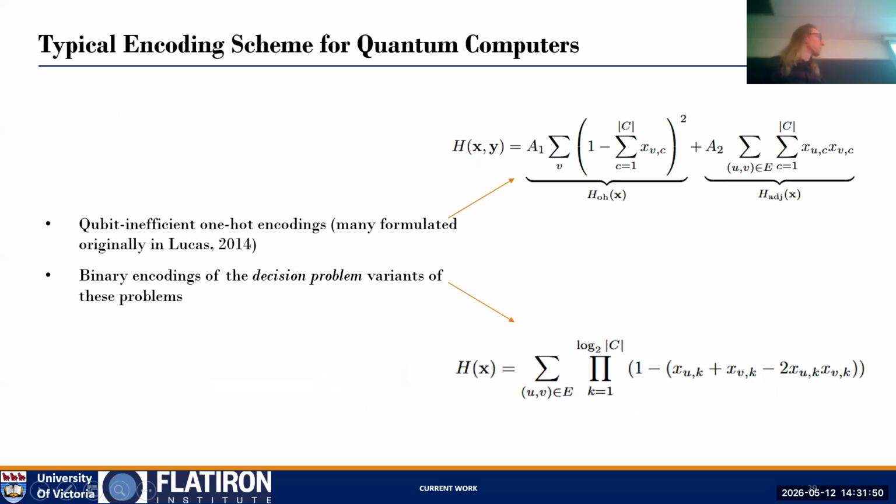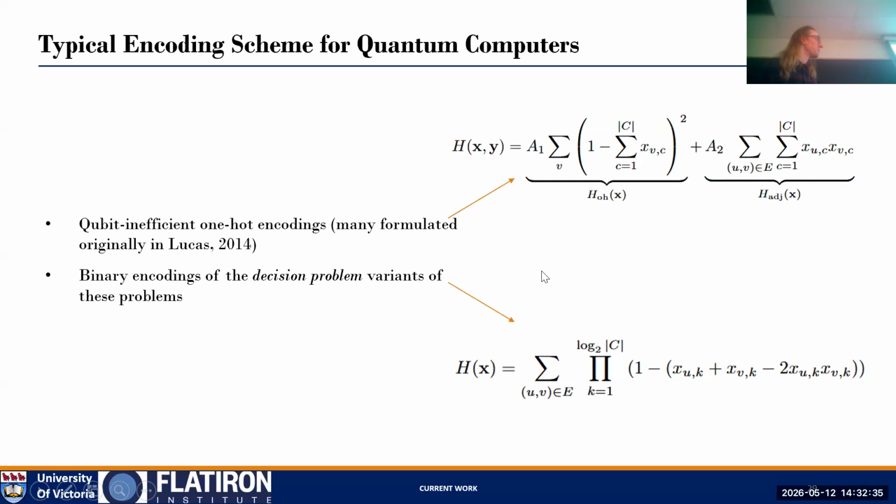And these problems have been approached by quantum computers previously, but only in a decision problem context, where the decision problem asks, can I color this graph with some number of colors, instead of asking the optimization version of the question, what is the minimum number of colors I need to color this graph? And primarily, they've been looked at using one-hot encodings, and they've been formulated originally by Lucas in 2014. There's one example of a more qubit efficient version, which uses a binary encoding, but ends up yielding a higher order unconstrained binary optimization problem.